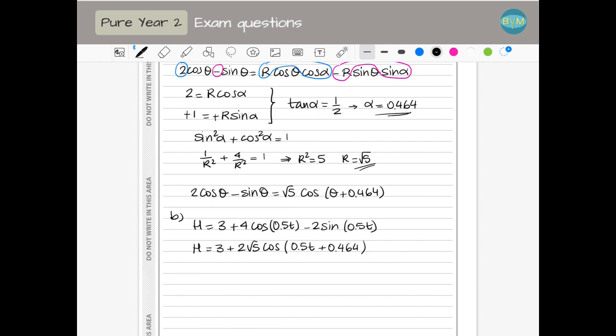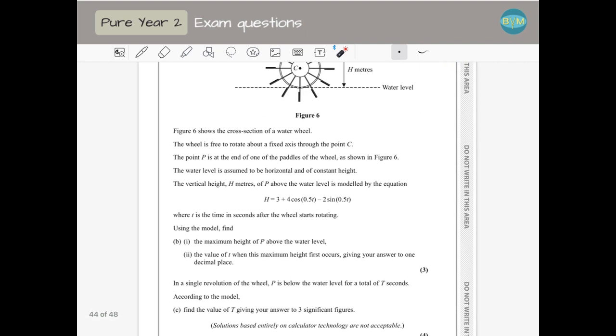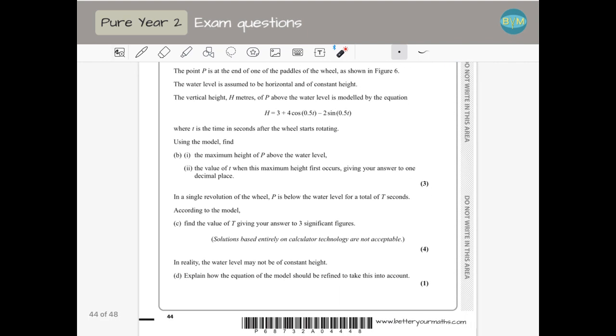And now it's easier to find my maximum, because my maximum is going to be when cos of this angle is 1. So my maximum height is going to be 3 plus 2 root 5 meters. And I can leave it this way. You can find the value with the calculator and round, but they don't tell us to give any particular accuracy.